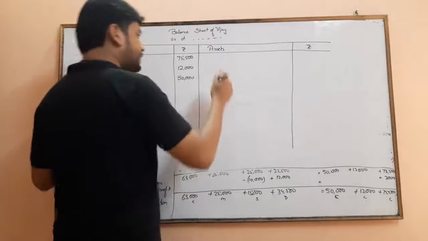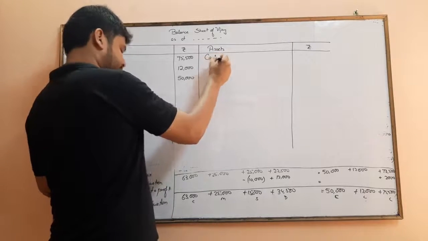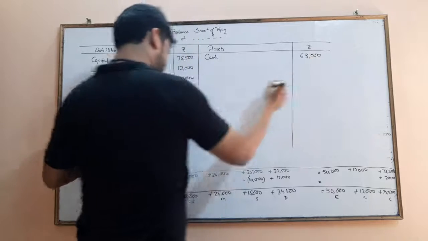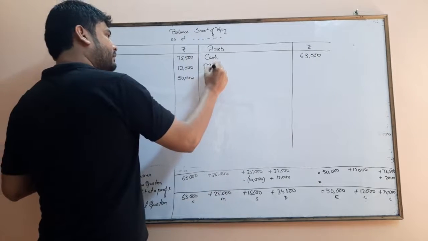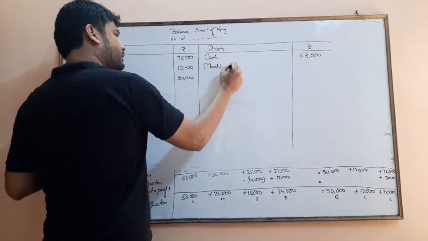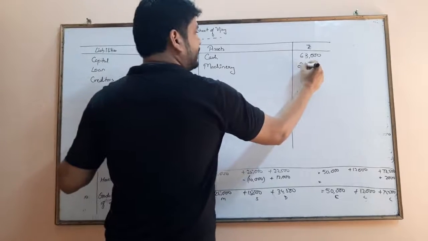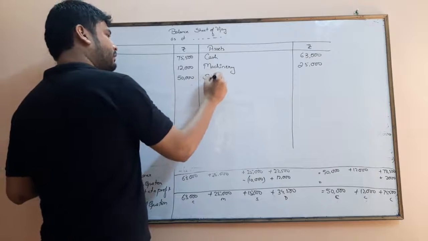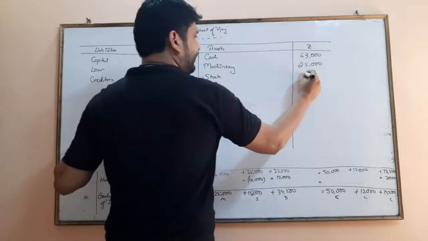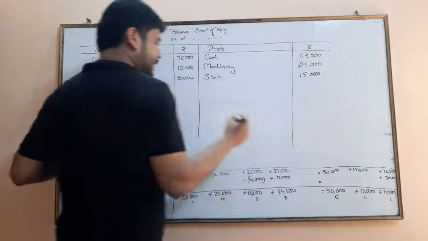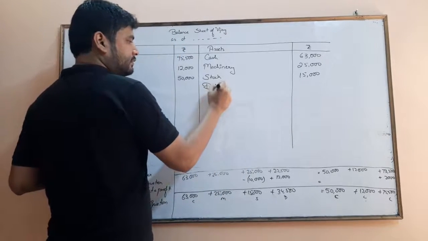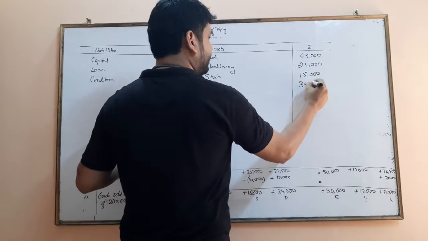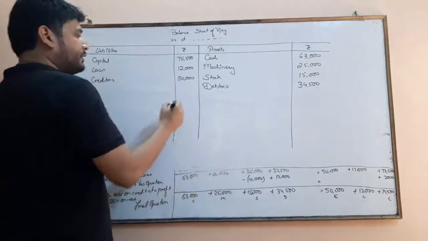On the asset side, what did he have? He had cash of rupees 63,000, machinery of rupees 25,000, stock of rupees 15,000, and debtors of rupees 34,500. Now we will balance it up.